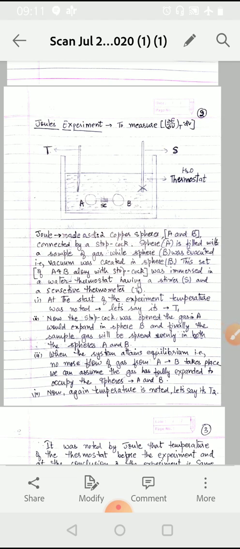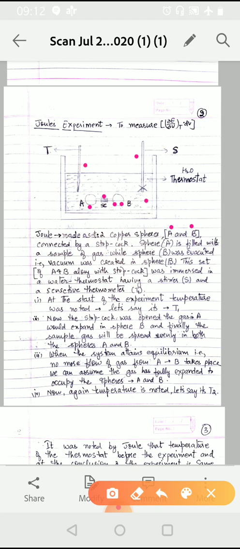In this experiment, Joule made a set of two copper spheres A and B connected by a stopcock. Sphere A is filled with a sample of gas while sphere B was evacuated, that is, vacuum was created in sphere B. This set of A, B along with the stopcock was immersed in a water thermostat having a stirrer and a sensitive thermometer. At the start of the experiment, temperature was noted, let's say it's T1.